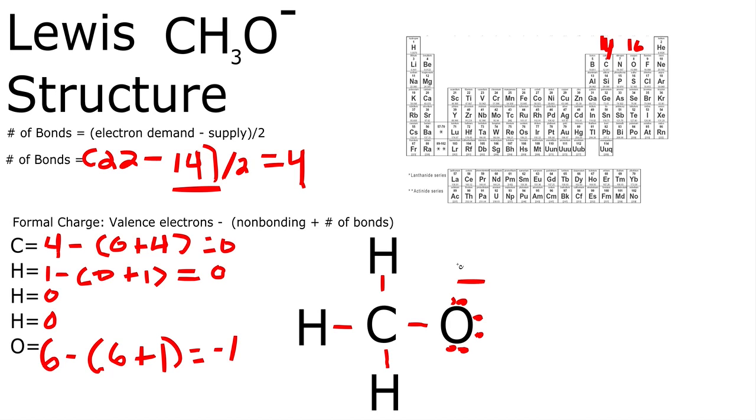The reason why I say it's good is because we're constructing the CH3O minus. So we need to have that minus, and it's on the most electronegative atom, which is perfect. So this will be our Lewis structure for CH3O minus.